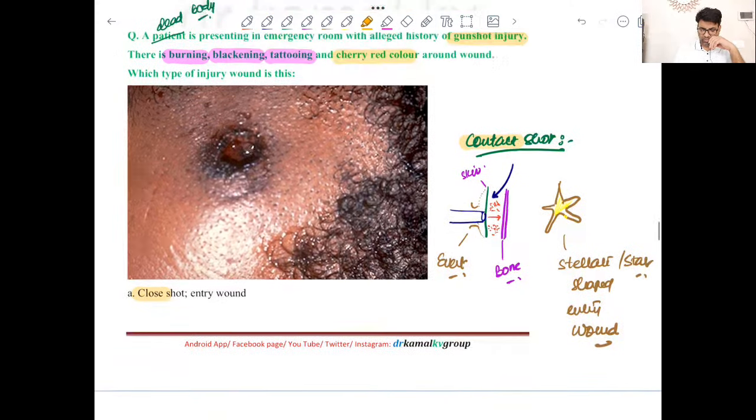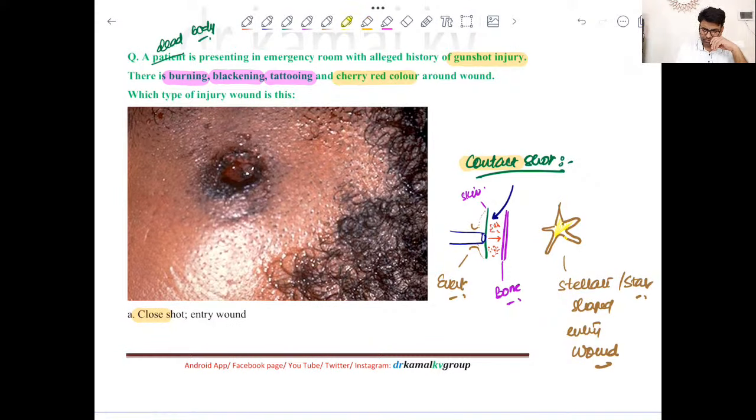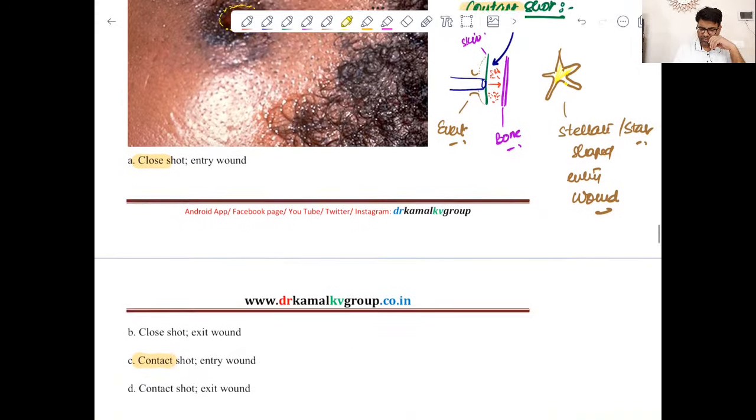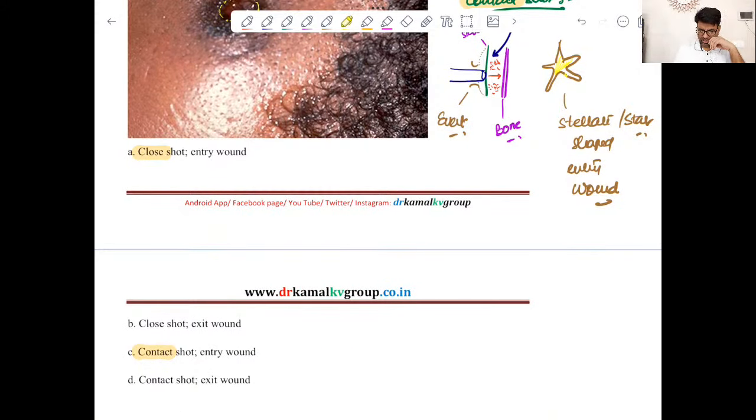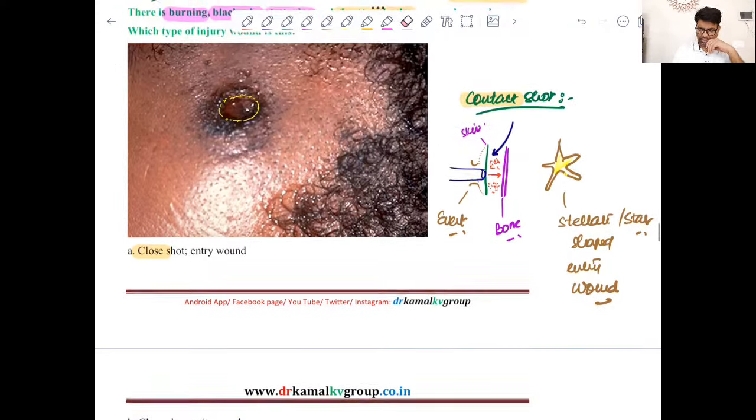So now in this particular question, let us apply this concept. Now if you look here, we can simply see a somewhat rounded wound, right? So it is not a stellate entry wound, it is rounded. So it means we can easily cut down these two options. Yes, it is not going to be a contact wound, right? And especially the entry one, right? Not this one. So this is not a contact entry wound, number one.